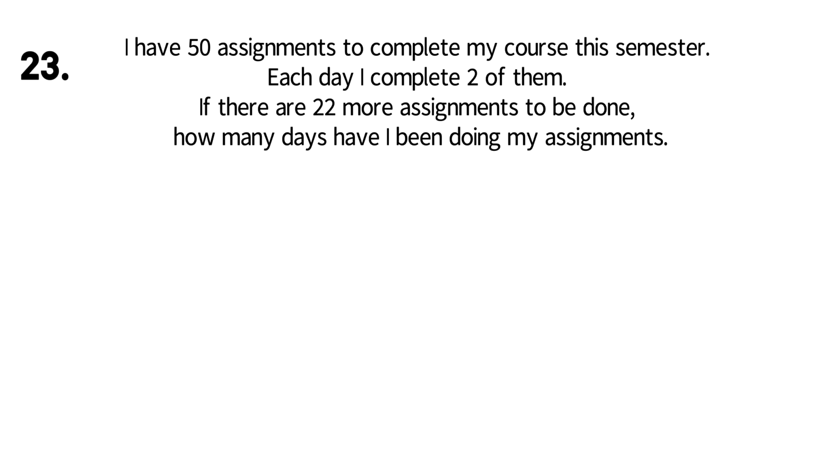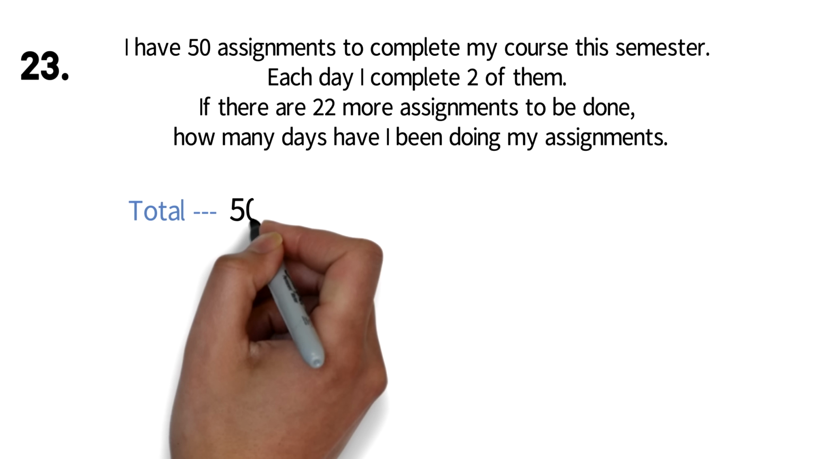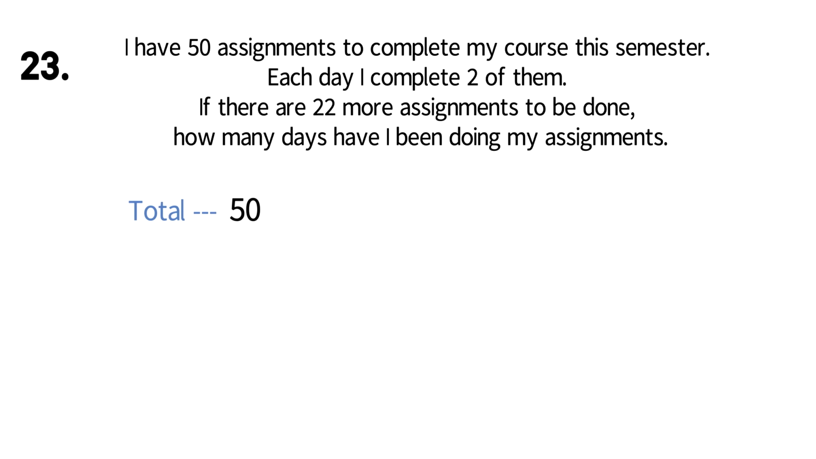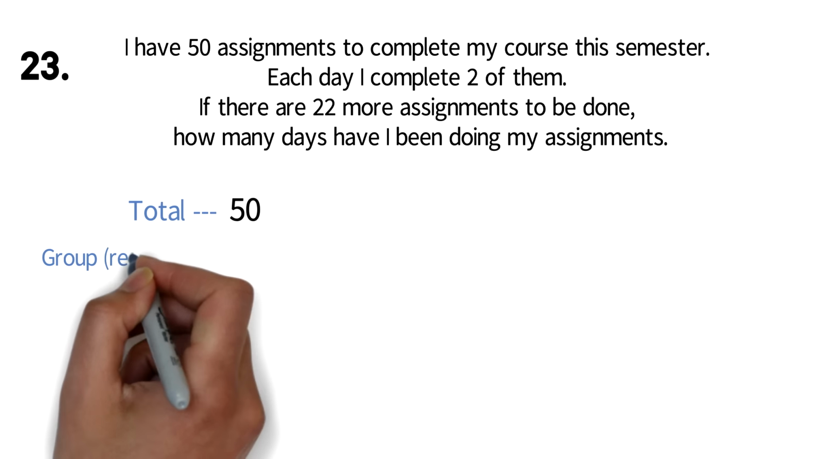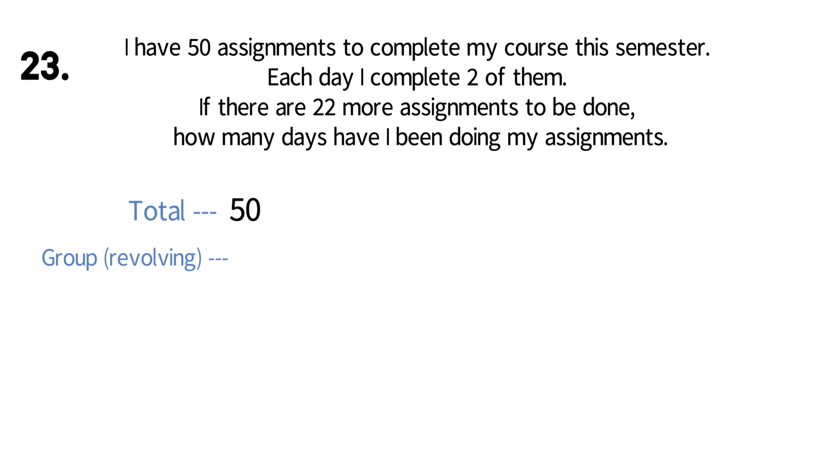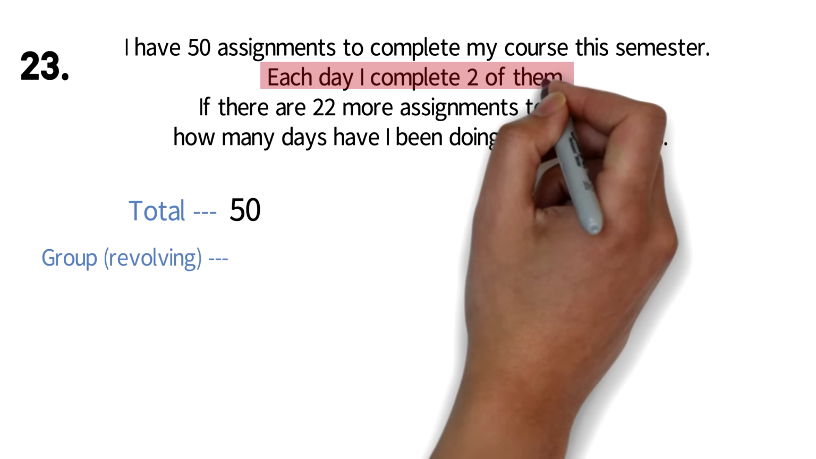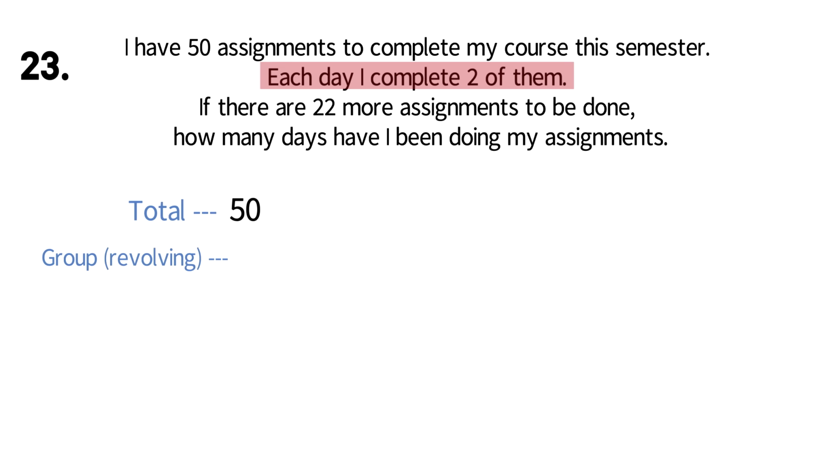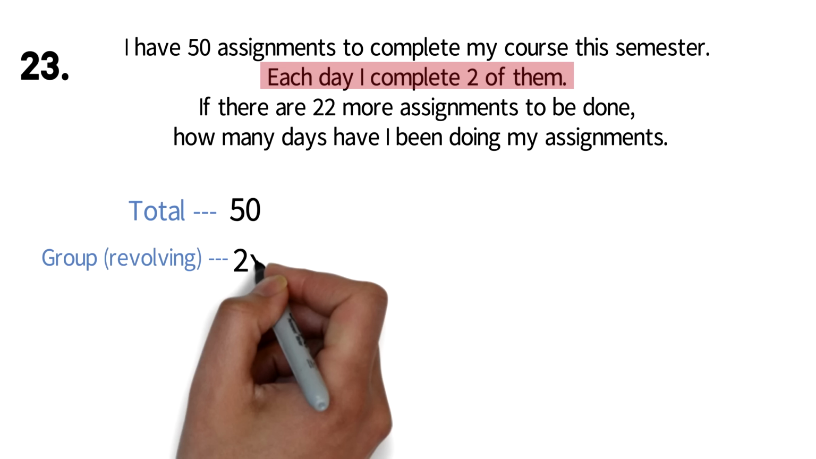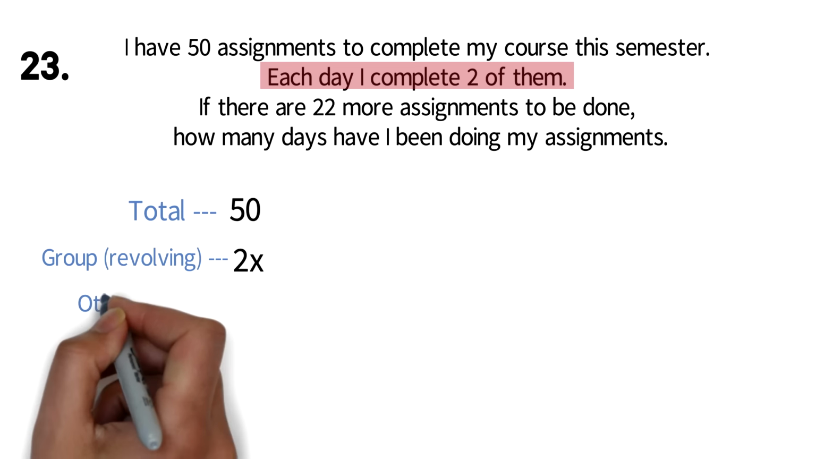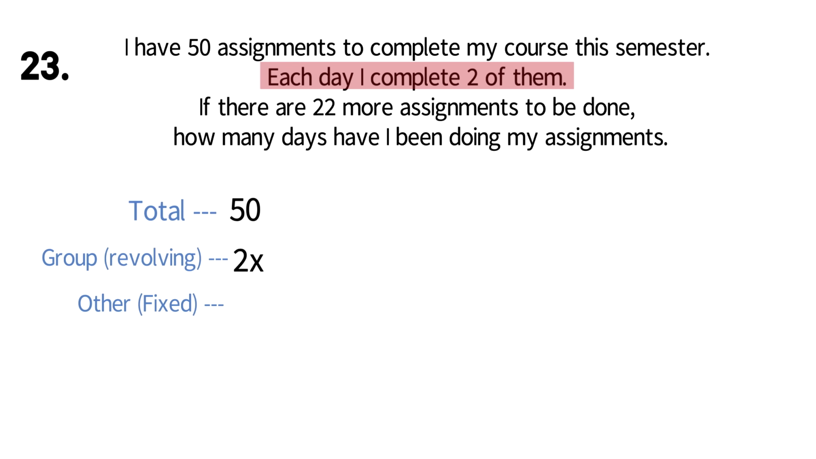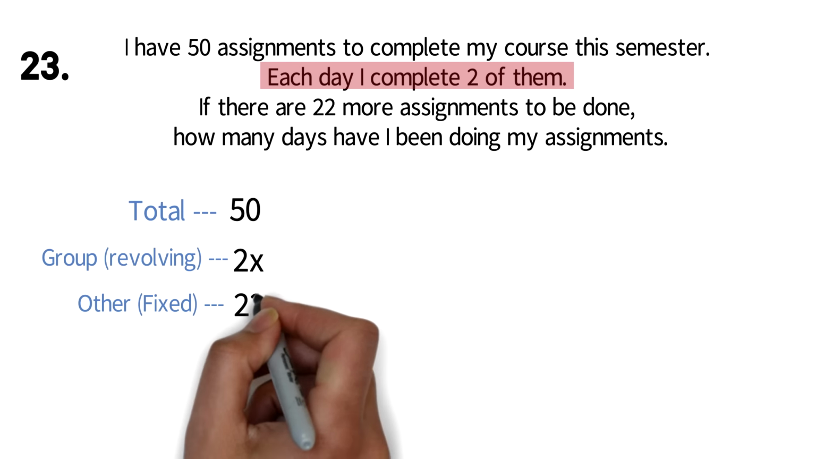This will also be a two-step equation just like we did earlier. The total will be 50 because that's the total number of assignments I have. Since all 3 values are assignments, our group will be our revolving number. Here, we do not see per day, but we can clearly see this statement. Each day, I complete 2 of them. It's the same as saying I complete 2 assignments per day. So this will be 2x. Finally, we have what is left, or the fixed value. Here, this will be 22.